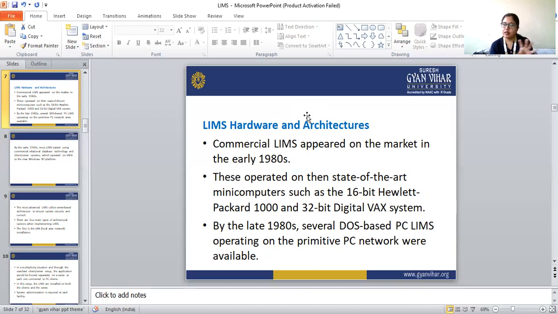So in the early 1980s, this LIMS operated with the help of the mini computer. But by the late 1980s, several DOS-based, that is operating system, PCs were available for operating the LIMS on the primitive PC network. So there were lots of PCs available for operating the LIMS.